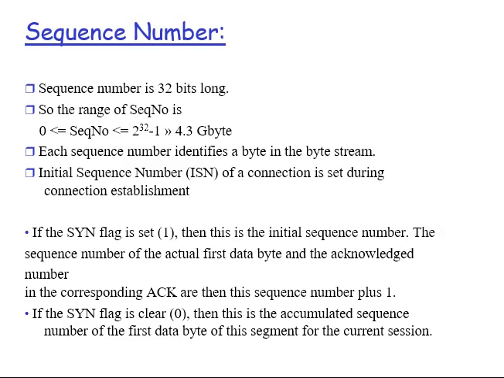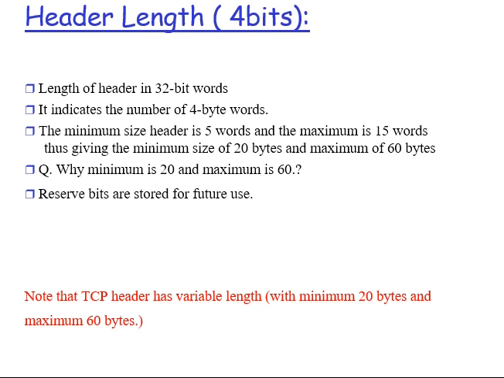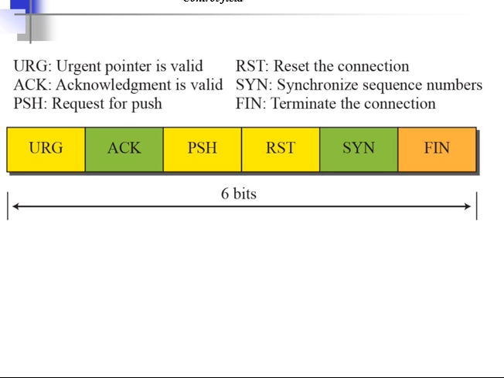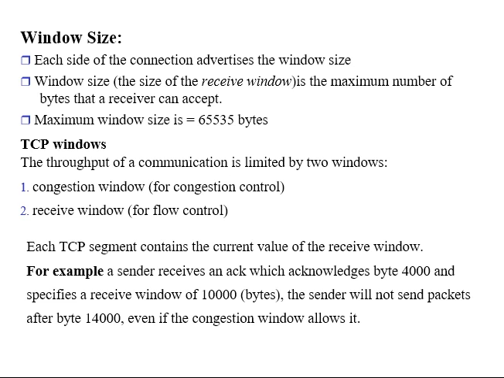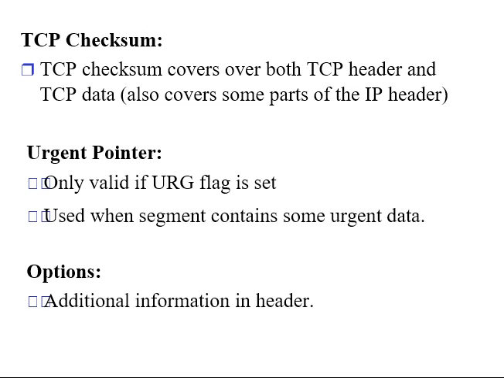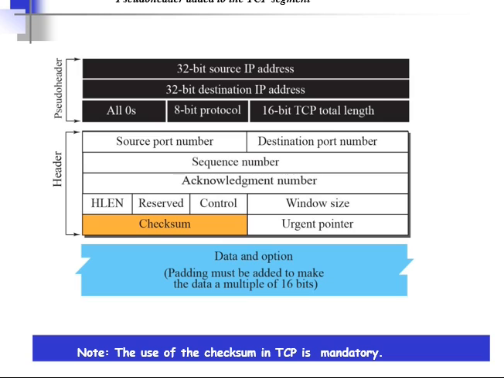Now sequence number is an arbitrarily generated number. We have discussed this. Okay, then header length, you have to multiply those 4 bits by 4 and then you will get header length. Then these are the 6 control fields that we have discussed, 6 flags. Then window size, very very important. So maximum size is 65535 bytes, 2 to the power 16, because it's 16 bit. Now TCP checksum, and this is basically all about the TCP segment.